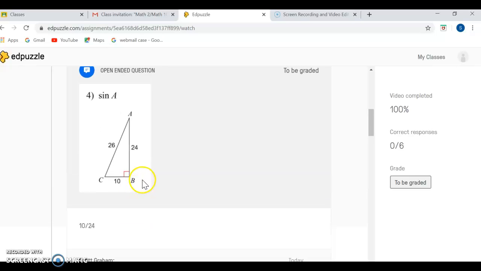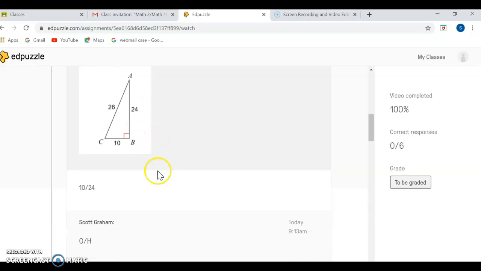So I said that sine of angle A, I said it was 10 over 24. And in the comments, a nice guy named Mr. Graham replied and said it was O over H.